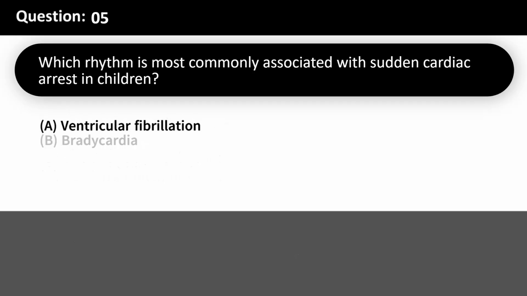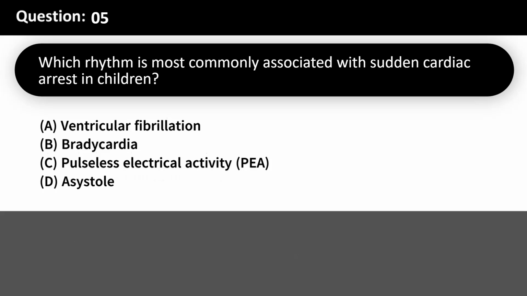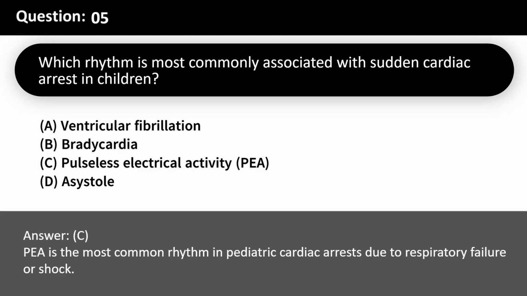Which rhythm is most commonly associated with sudden cardiac arrest in children? A. Ventricular fibrillation. B. Bradycardia. C. Pulseless electrical activity, PEA. D. Asystole. Answer: C. PEA is the most common rhythm in pediatric cardiac arrests due to respiratory failure or shock.